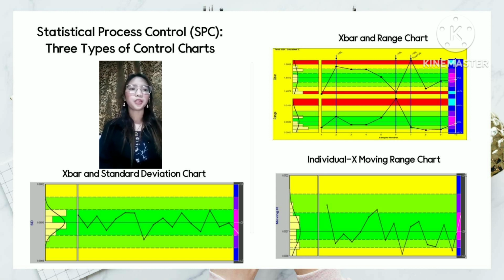Number 1 is the X-bar and range chart. The most common type of SPC chart for operators searching for statistical process control.